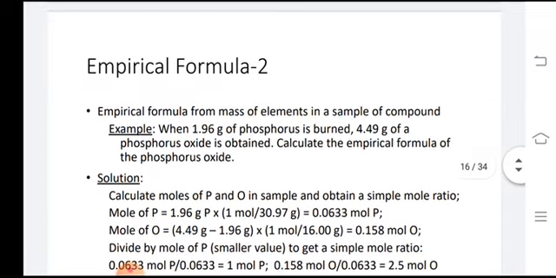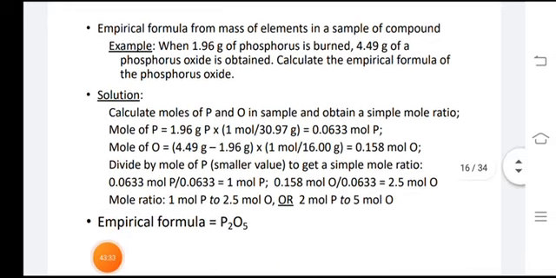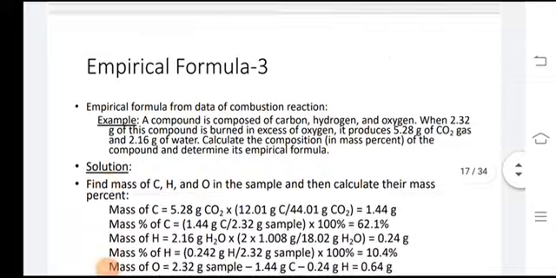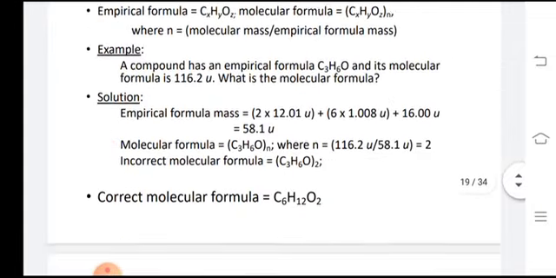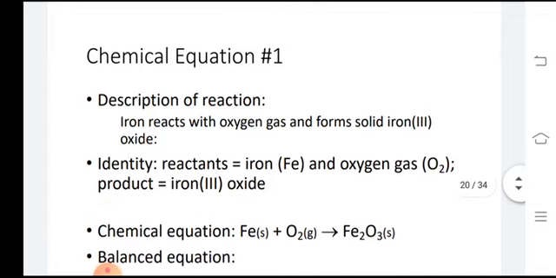We have empirical formula 2. This is another example, so please go through this example as well. Another example. These are quite simple examples, you can find it by yourself.